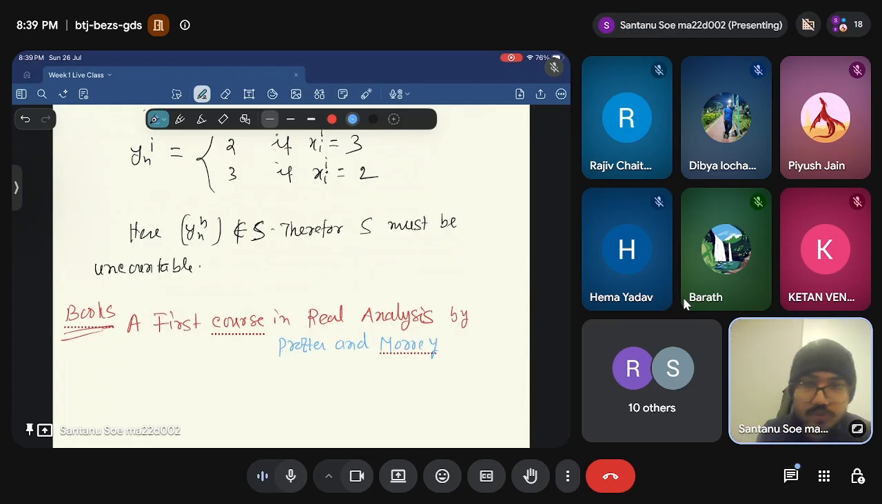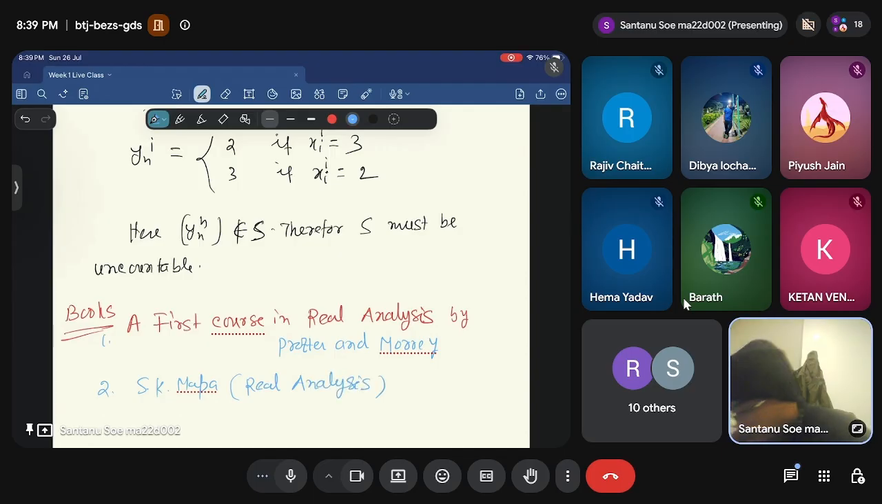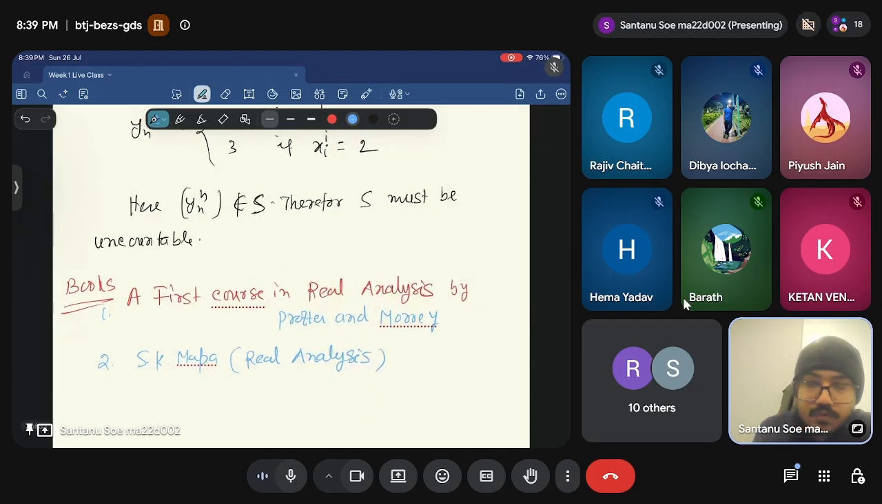Okay, so this book you can follow, and there is another book. It's called Schaum's. And this is real analysis. This book also you can follow. So this proof must be given in either of these two books, so you can go and check after this class. Okay, so is there any doubt? Anyone? Is there any doubt?